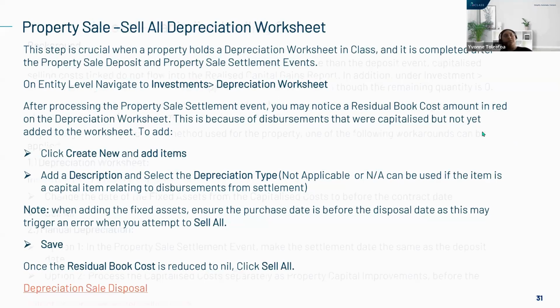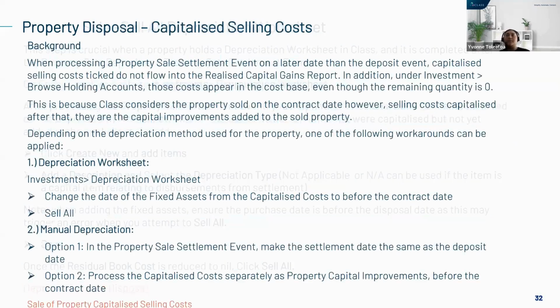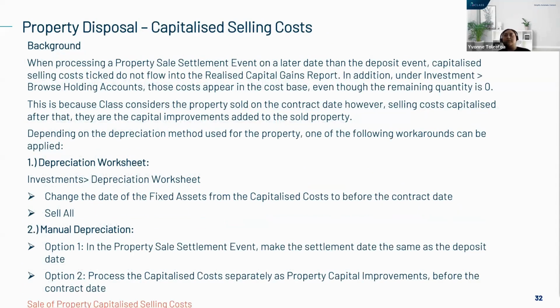Now, with your property disposal, you might have a property that has a settlement event on a later date than the deposit, but you might have some costs you have to capitalize. If you process this with different dates for your deposit event and your sale settlement event, you might find that the capitalized costs don't flow through to your realized report. This is because the property is considered sold on the contract date according to your deposit event, but the capitalized selling costs are only brought in from the settlement event.